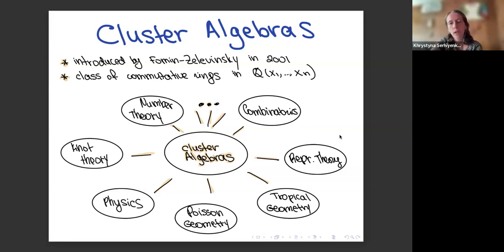There are also very close connections to representation theory that people study. In my own line of research, I study combinatorics, representation theory, and cluster algebra. So that's my little triangle. But there are also very close connections to lots of geometry, including tropical geometry, Poisson geometry, symplectic geometry. So many, many geometries. Also very interesting connections to physics, such as scattering amplitudes, BPS spectra, and things like that.